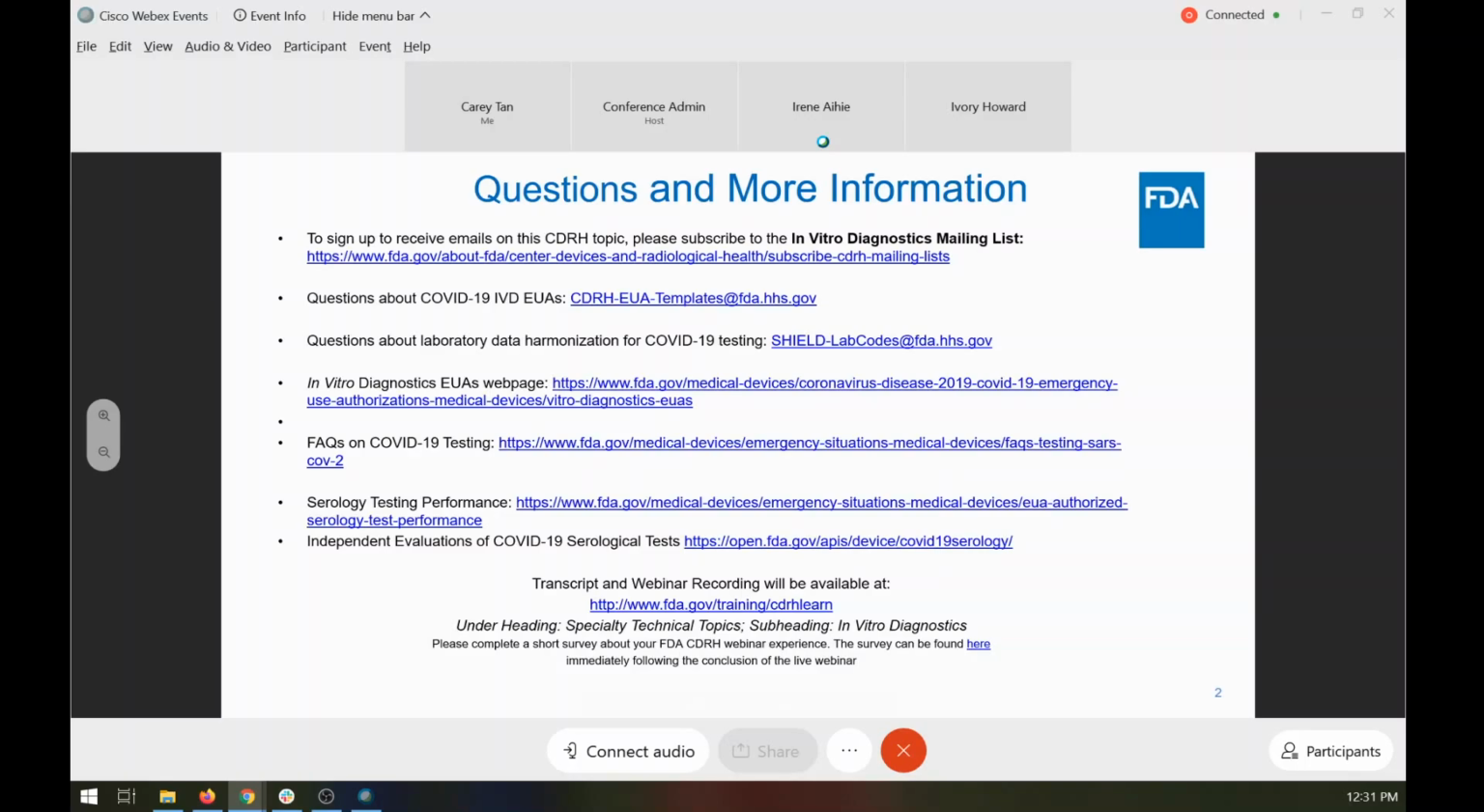So if you're referring to performing the reference panel as a condition of the authorization, which is typically how the reference panel is currently being used, then the performance of the reference panel does need to be in line with the instructions for use of the authorized test, so that it is reflective of the test that was authorized.